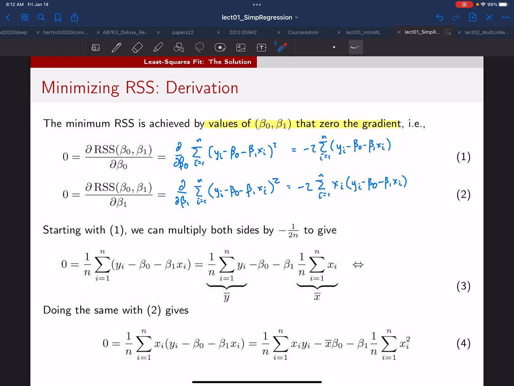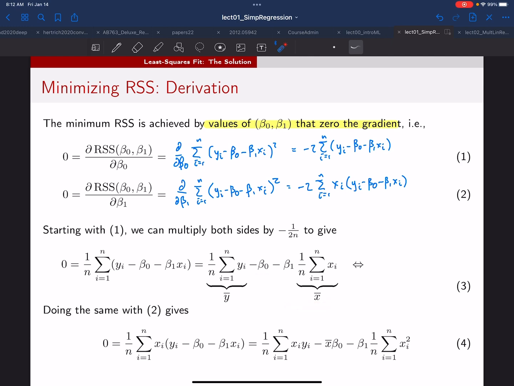And we can recognize that right away as the sample mean of y, which we call y bar. Okay, the second thing is we're going to have the average of minus beta 0, which is just minus beta 0. Then we'll have the average of minus beta 1 x1. So we're going to have the minus beta 1, and then what remains is the average of xi. And the average of xi here, we call that x bar. So that's pretty straightforward. And finally, so 0 equals y bar minus beta 0 minus beta 1 x bar.